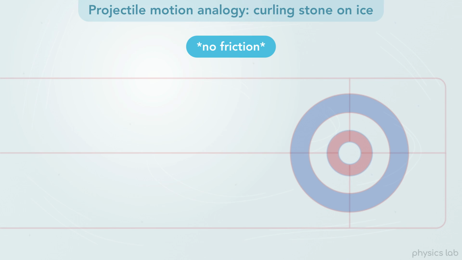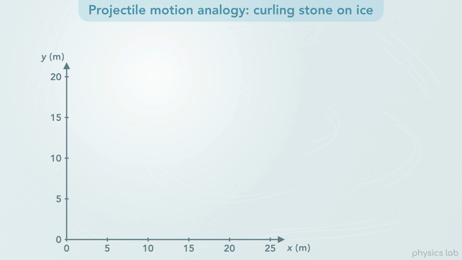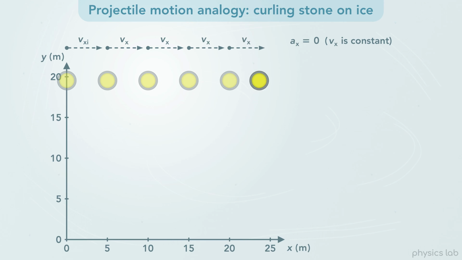As an analogy, here's a bird's eye view of a curling stone sliding on ice with no friction, which we used in some previous videos. This is 2D motion on a horizontal plane, so the x and y directions are both horizontal on the ground. If we give this stone a push in the x direction, so we give it an initial x velocity, it'll move in a straight line at a constant speed if there's no friction.